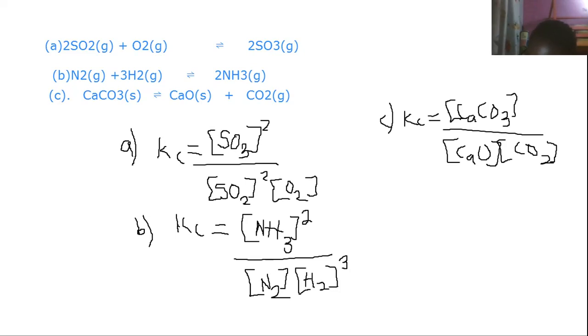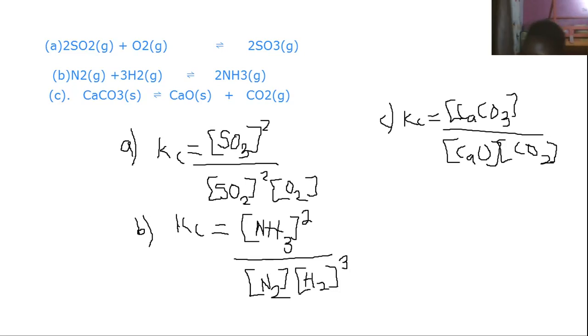Now, if equilibrium constant is greater than 1, that means more product is formed. The forward reaction is favored. Please write that if equilibrium constant is greater than 1, it means that more product is formed. The forward reaction is favored.